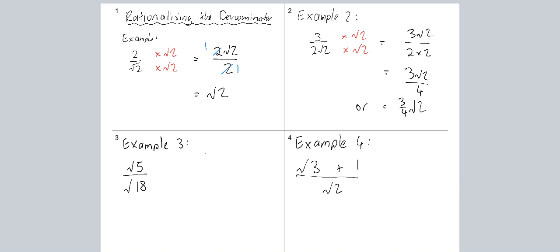Although it would work by multiplying top and bottom by root 18, you're dealing with nasty numbers here. But look what happens when we simplify first. We would get root 5 on the top, and we've done root 18 on the board already, right? Root 18 is 9 times 2, so it's root 9 times root 2, which is 3 root 2. Now that we've simplified the bottom, it's a lot easier to do the multiplication.